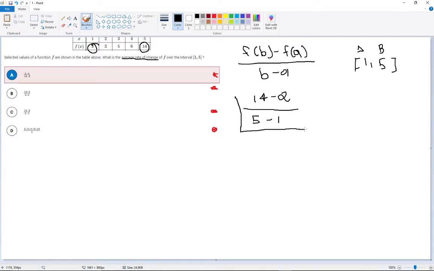We could do some simplifying, it'll work the same. But based on our answer choices, A cannot be it. B neither. C will be the final answer because I applied the average rate of change formula to determine that. C is my final answer. And here, give me a moment.